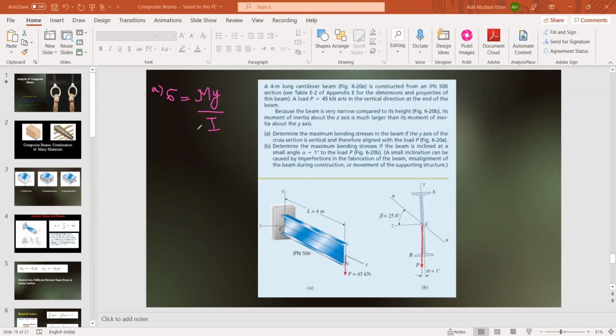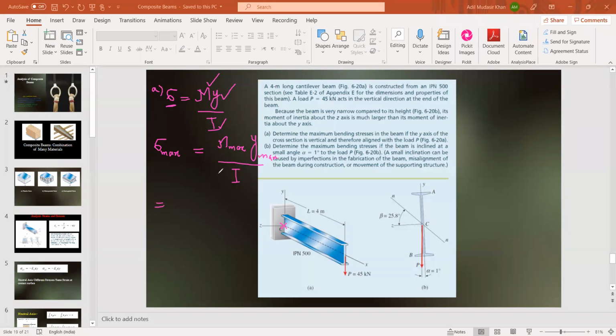And where is the maximum value of sigma? Since the value of I is constant, the value of sigma will be maximum at the point where Y is maximum, as well as M is maximum. We know in case of a cantilever beam, the maximum bending moment occurs at the fixed end. Therefore we will write sigma max for case A, sigma max is equal to M max Y max divided by I. I is the moment of inertia about the neutral axis.